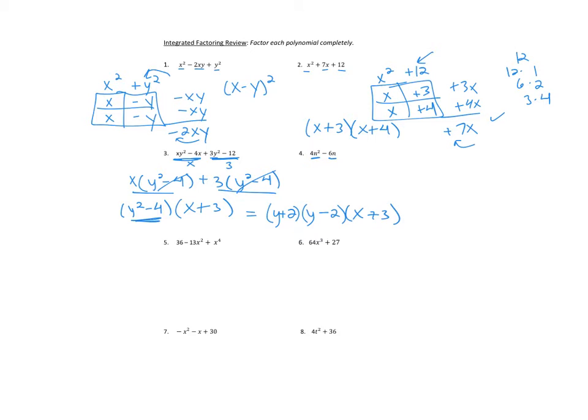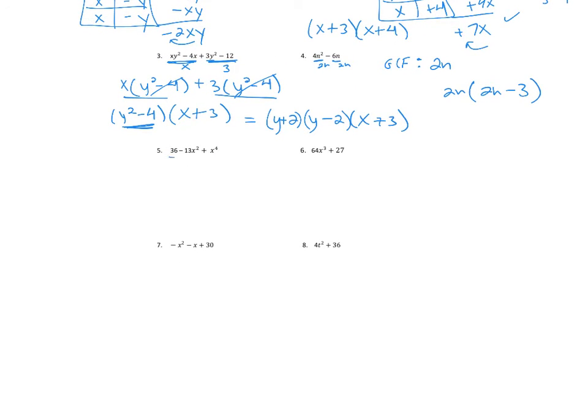Number 4, is there a common factor for both of these terms? Yes, that'll be 2n. So let me factor out a 2n from those terms, divide to see what remains, 2n minus 3. And I can't factor that any further.